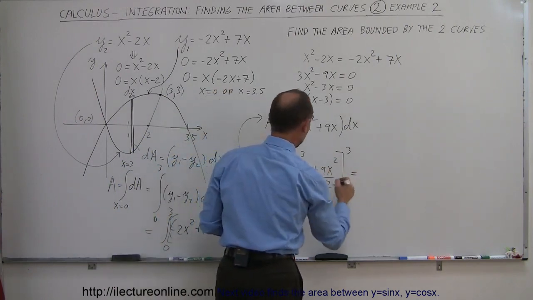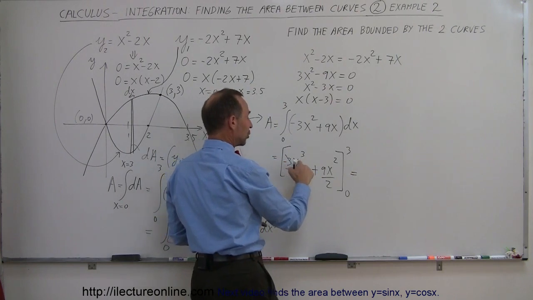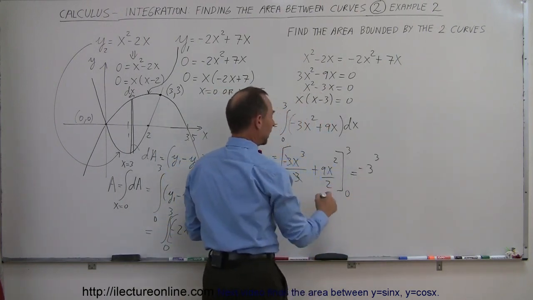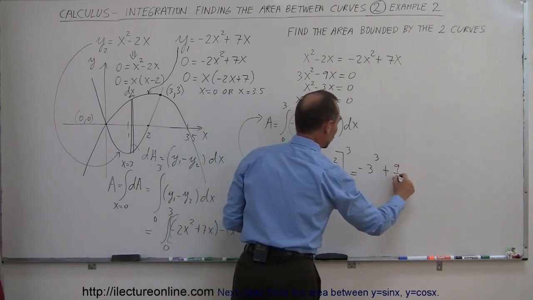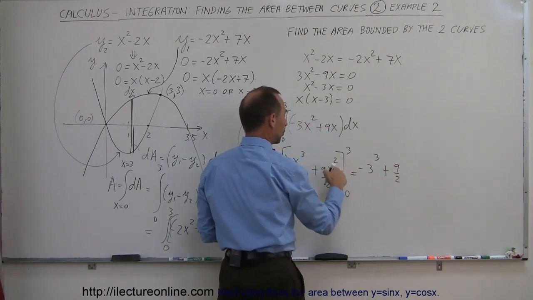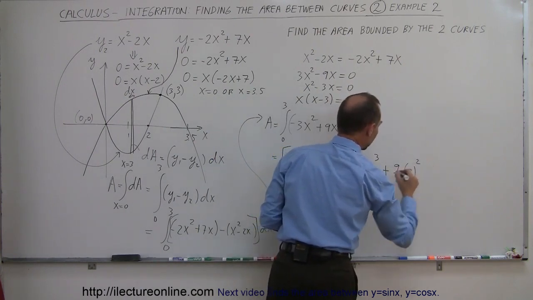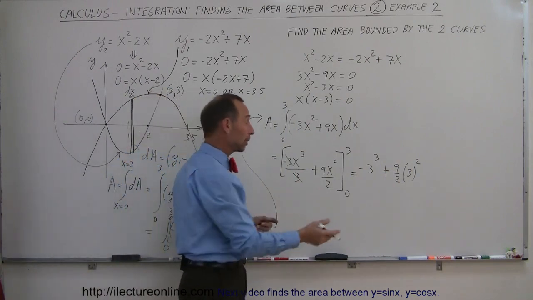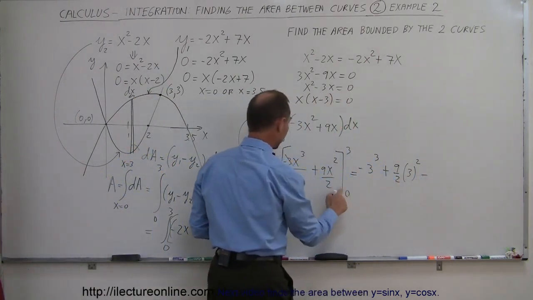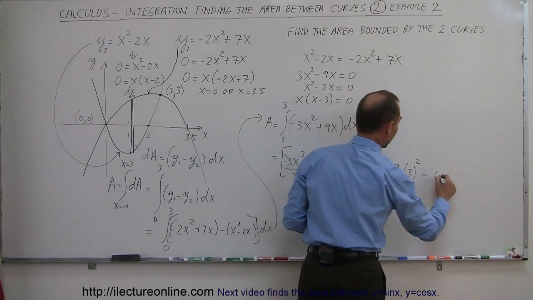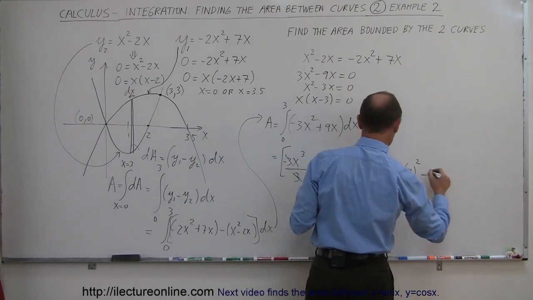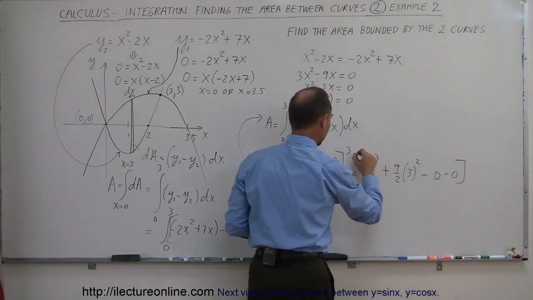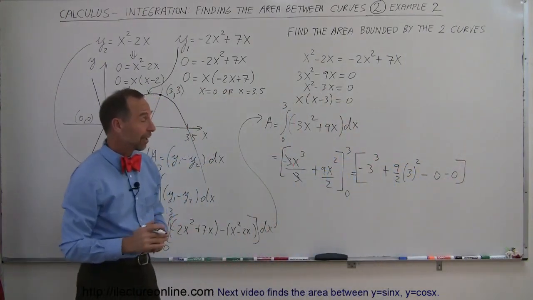So this will be equal to, plug in the upper limit, we get 3 cubed. And of course, don't forget the minus sign right there. And then we get plus 9 over 2 times 3 squared. And then we subtract from that when we plug in the lower limit. But notice when we plug in 0, we get 0 and 0. So that would be minus 0, minus 0, like that. That makes it easier. Okay, so now we just have to evaluate that.